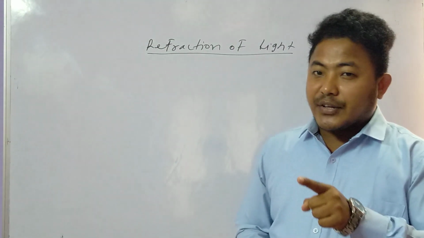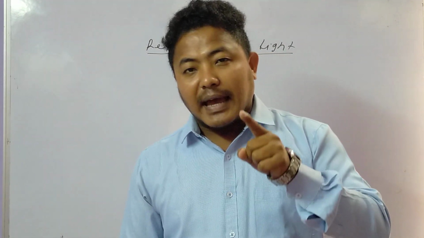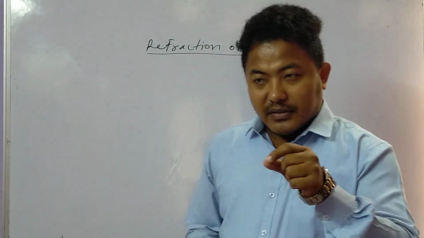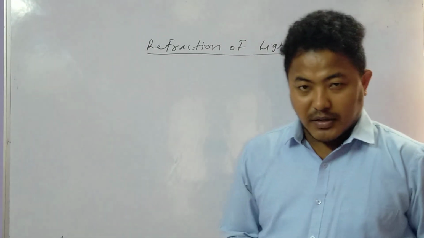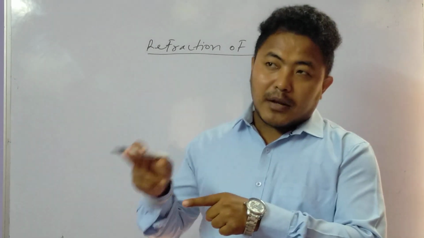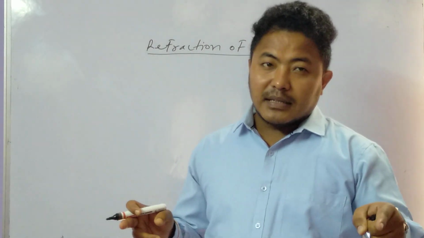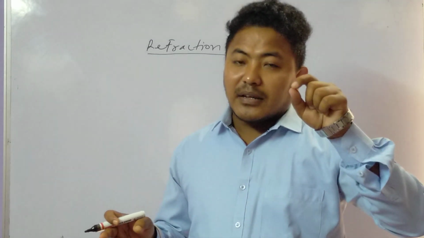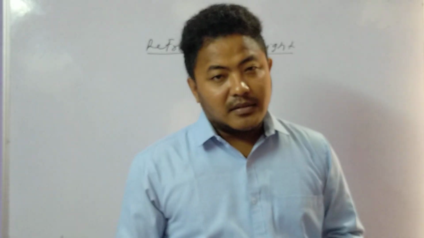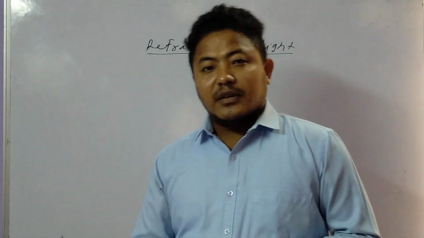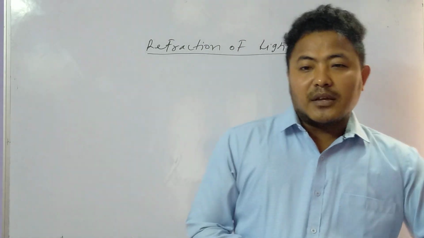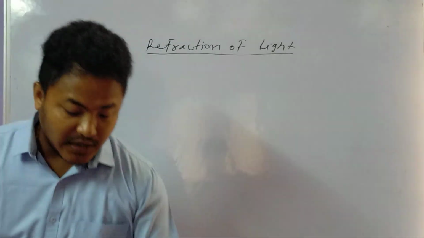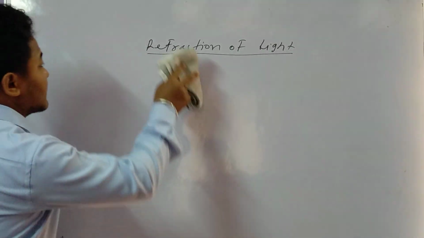And when light travels from one transparent medium to another transparent medium, the ray of light gets bent. When it enters from one medium to another medium, in the next medium where it enters, the ray of light gets bent, and there is some change of velocity and some change of wavelength. All these things take place. So if I show it by diagram, it will be like that.